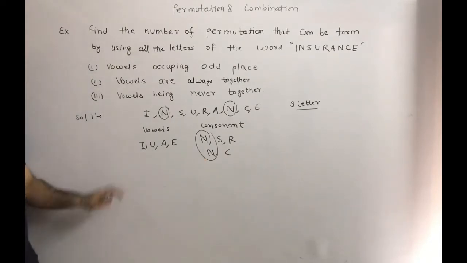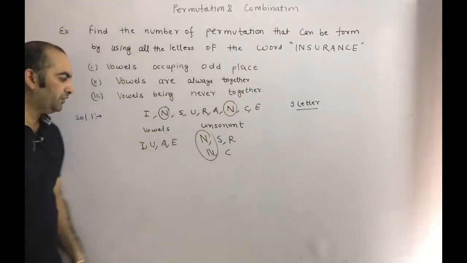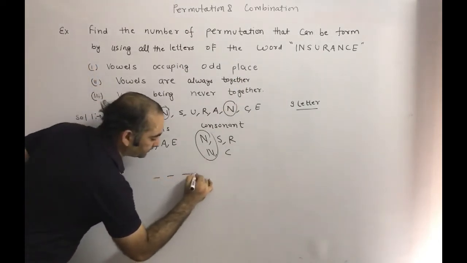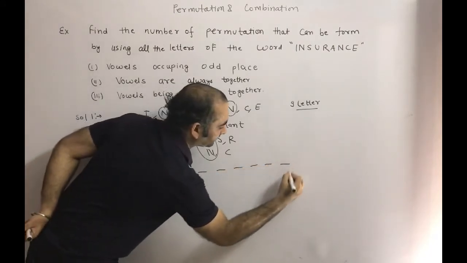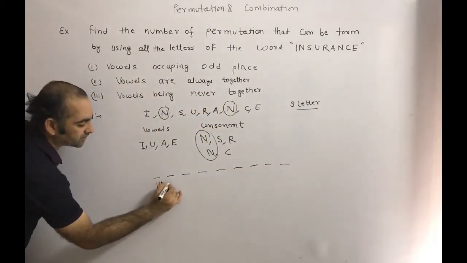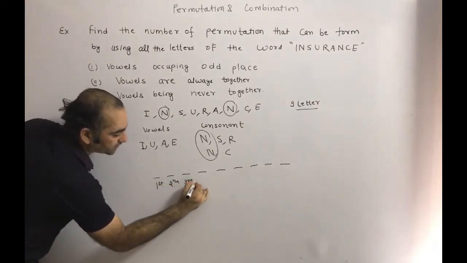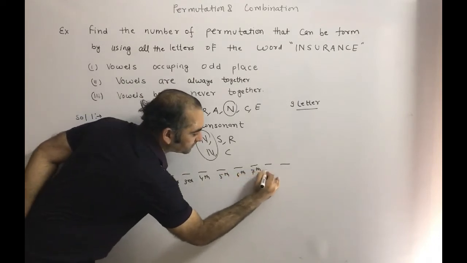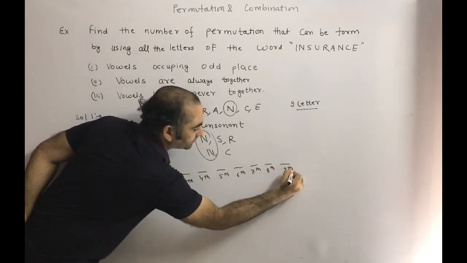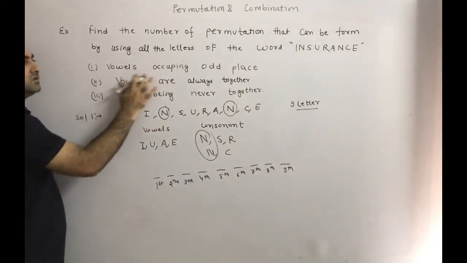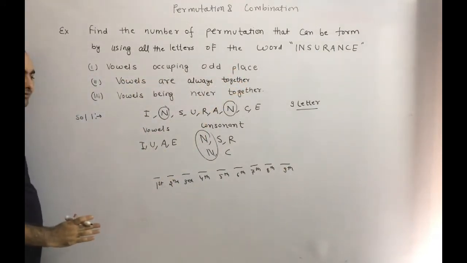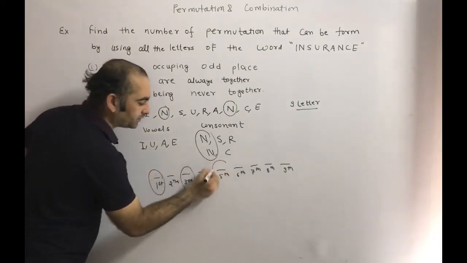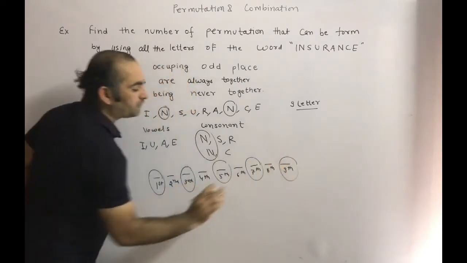Here we want vowels to occupy odd places, and we have to use all the 9 letters. So first we take 9 places: 1, 2, 3, 4, 5, 6, 7, 8, 9. This one is the first place, this is the second place, third, fourth, fifth, sixth, seventh, eighth, and this one is the ninth place. We want vowels in odd places, so first we find the odd places: 1, 2, 3, 4, 5. There are 5 odd places.